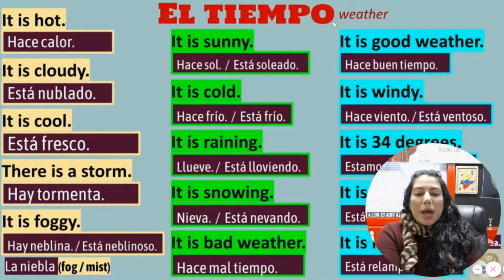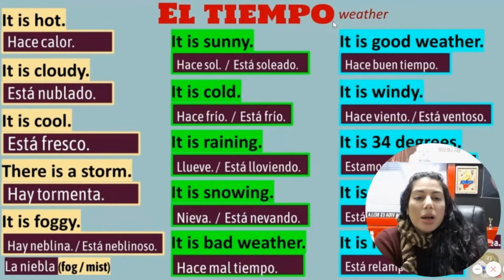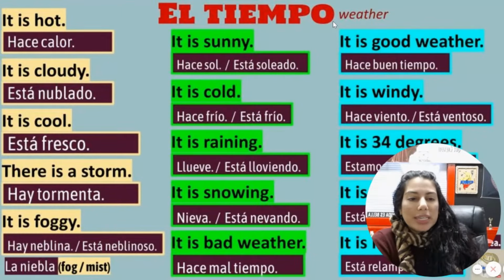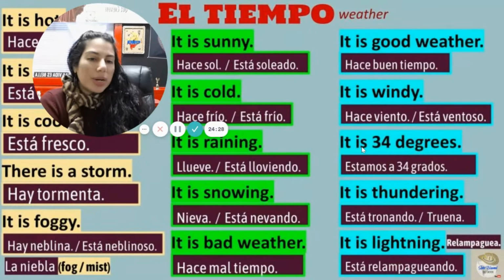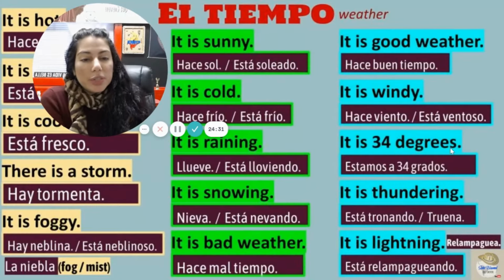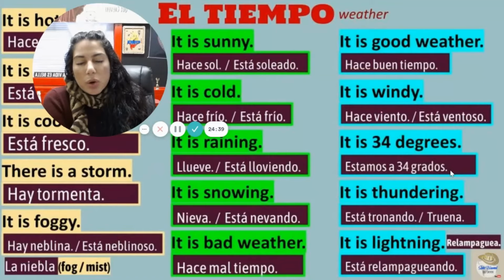And then if you want to say it is bad weather, hace mal tiempo. Hace mal tiempo, the opposite, hace buen tiempo. Windy, it is windy, hace viento. The wind is el viento. It is windy, hace viento. Or you can say está and then use the adjective for windy, which is ventoso. Está ventoso. And then if you want to say it is 34 degrees or whatever degrees, you say estamos a 34 grados o estamos a 25 grados or whatever degrees.